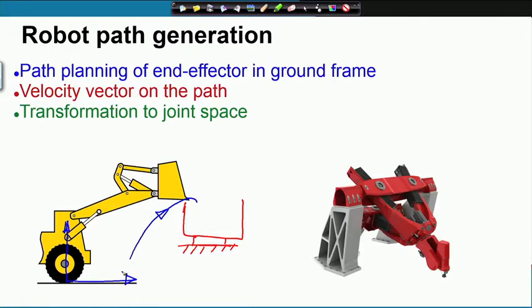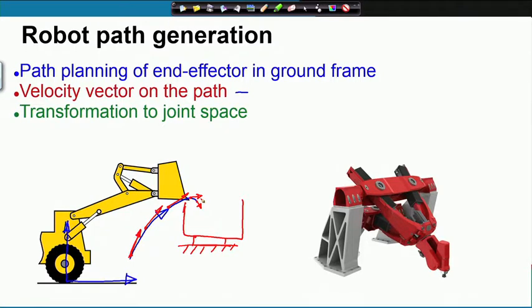The second point is the specification of velocity on the path. So, if I have to generate this path, how do I generate it? I specify the velocities that I desire for the end effector on this path. Something like this.